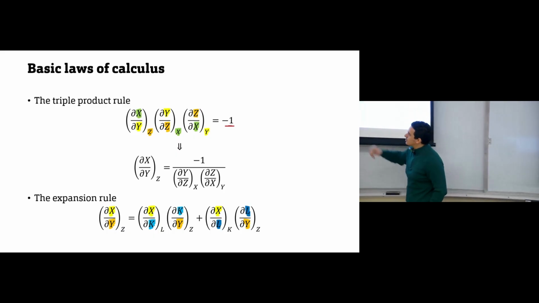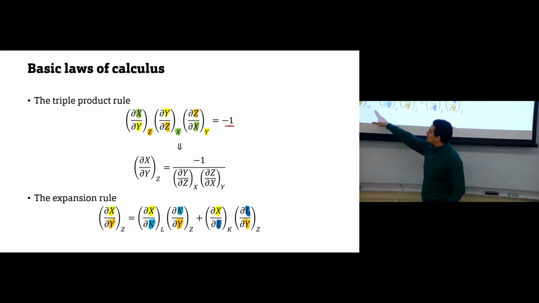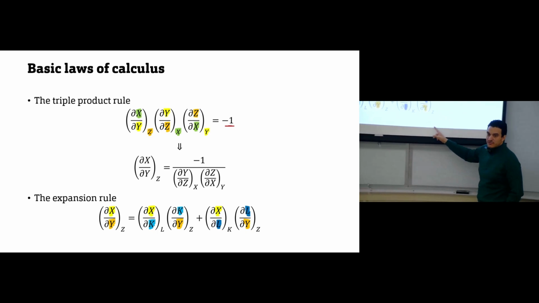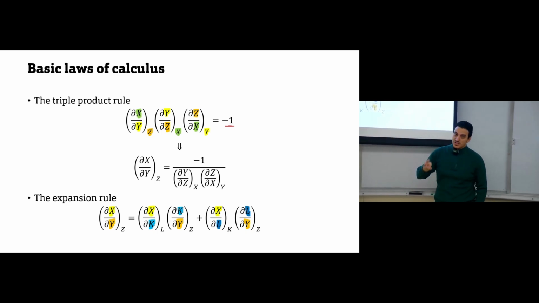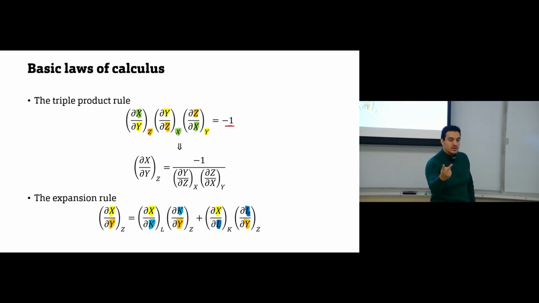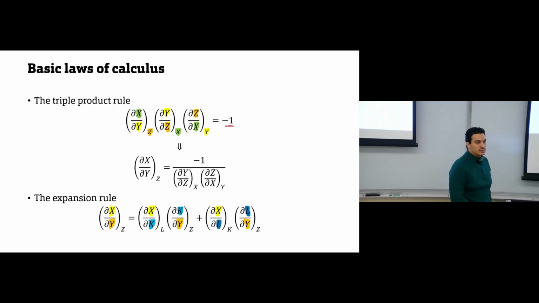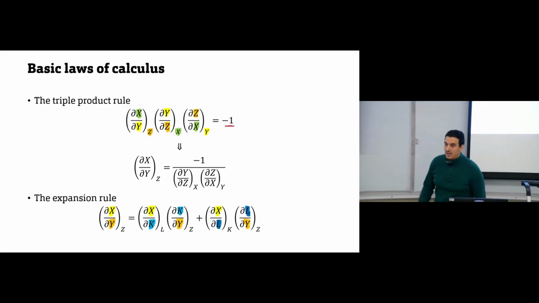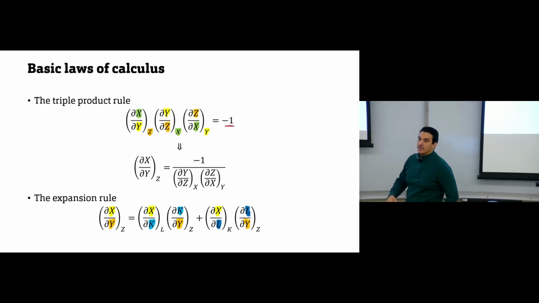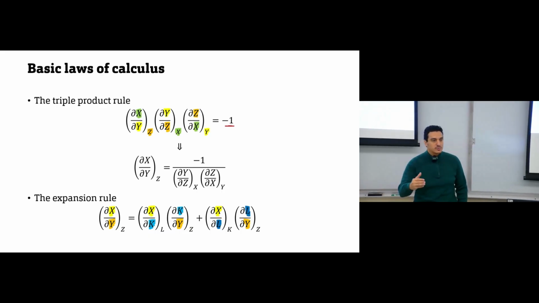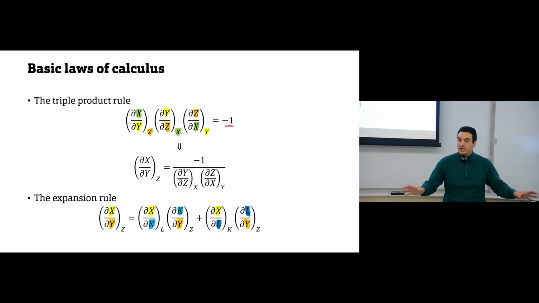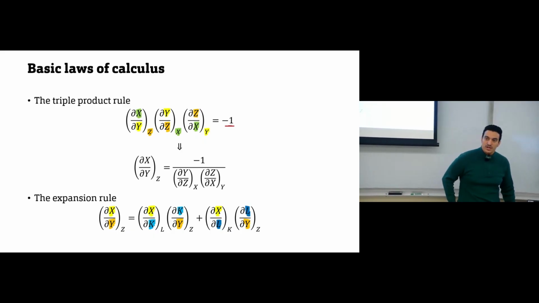Or we have the expansion rule. If you have a partial derivative, we will replace it with four partial derivatives. Plus here we are adding, instead of x, y, z, two more thermodynamic properties or variables, which are k and L. And then x, y, z, k, L can be any thermodynamic property: temperature, pressure, enthalpy, entropy, so any of the thermodynamic properties that we can have.